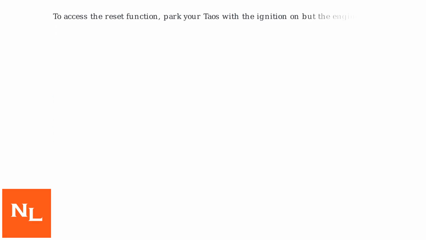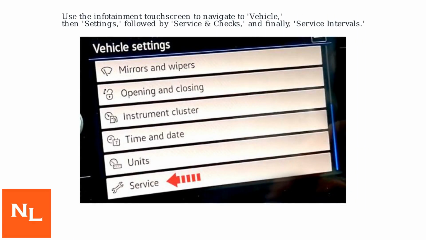To access the reset function, park your Taos with the ignition on but the engine off and engage the parking brake. Use the infotainment touchscreen to navigate to Vehicle, then Settings, followed by Service and Checks, and finally, Service Intervals. This is where you will find the Reset option for the oil service.